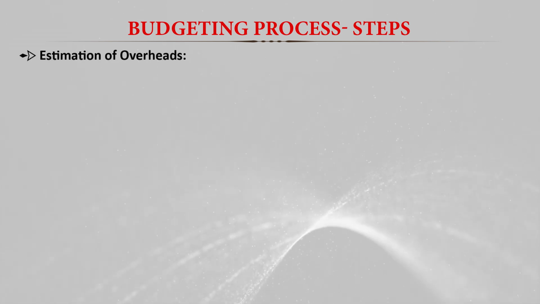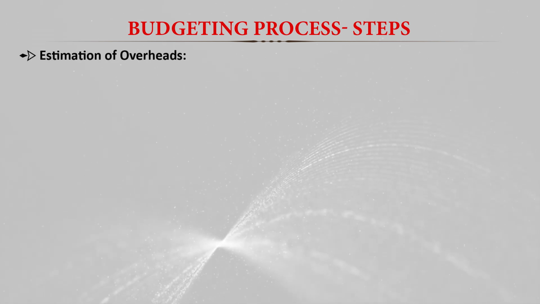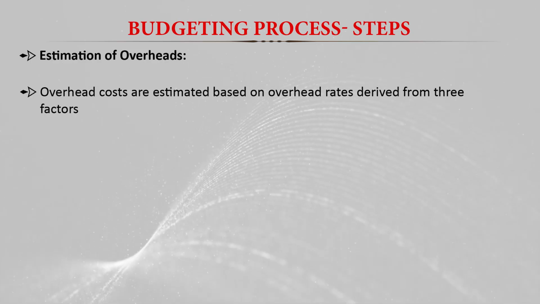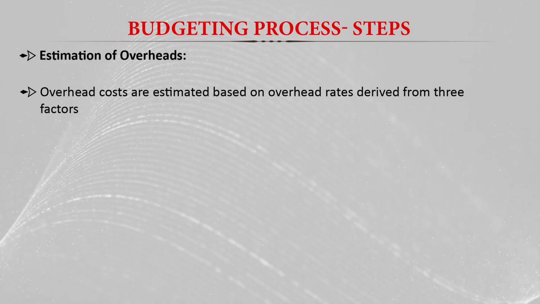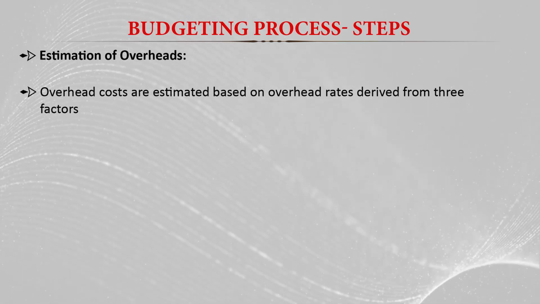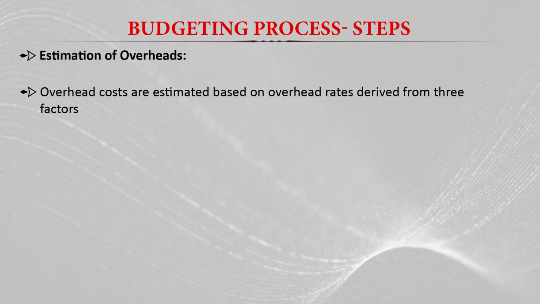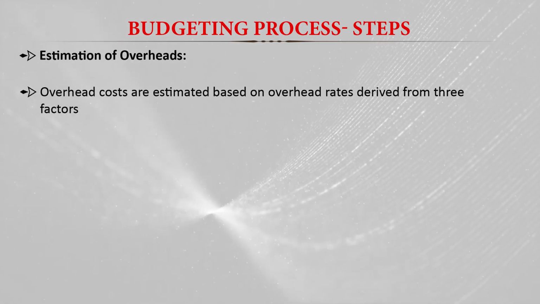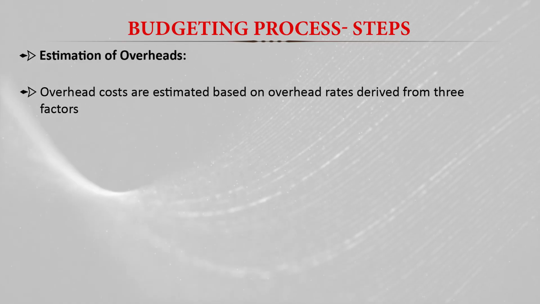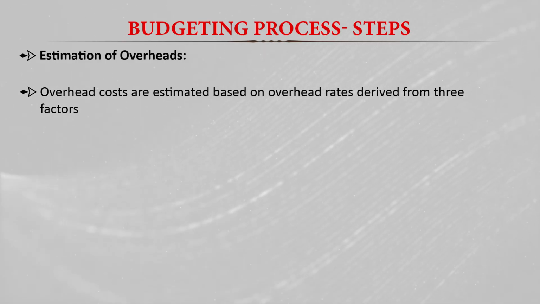Then the third step is the estimation of overheads, and the overhead costs are basically not directly related to the production. So they may be a type of variable cost or a fixed cost. For some of the things, even if there is no production, we have to incorporate some cost.